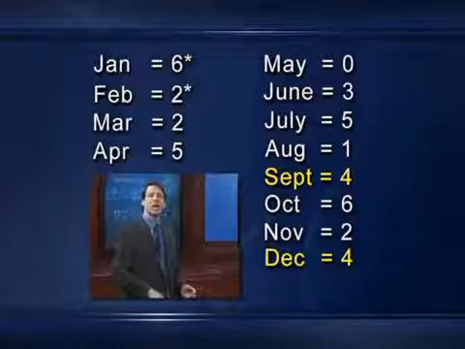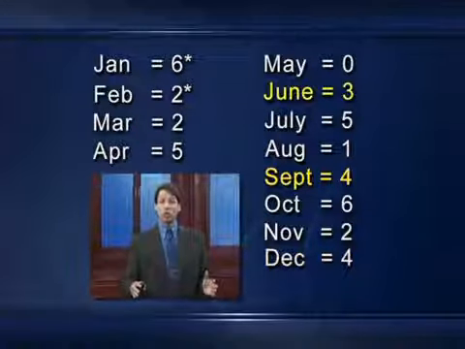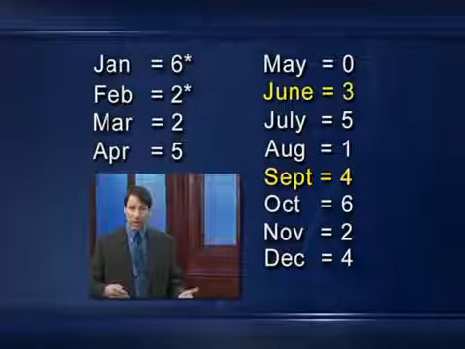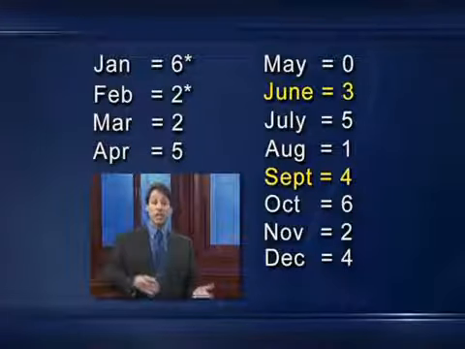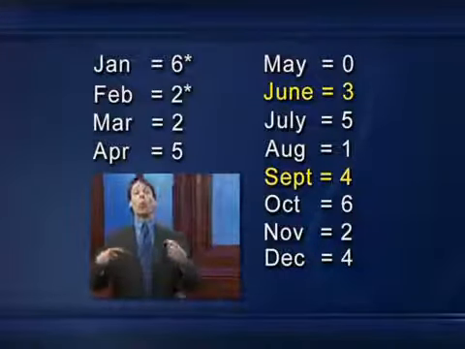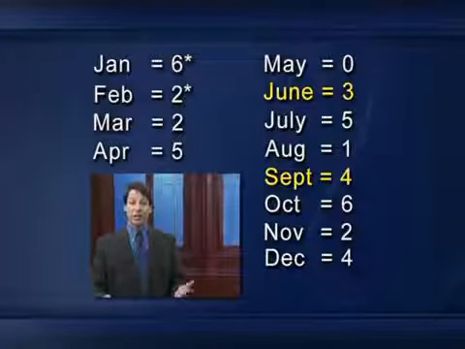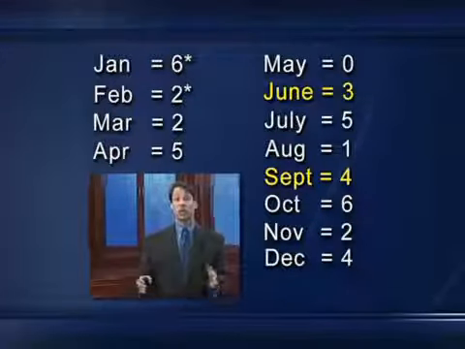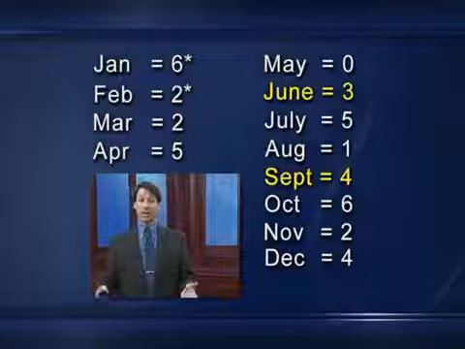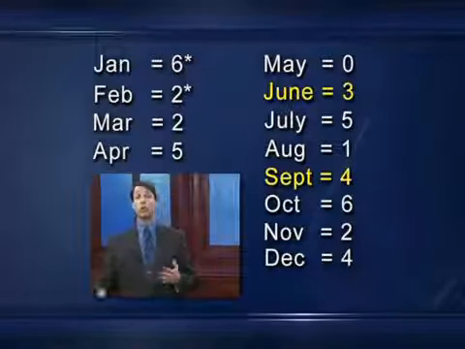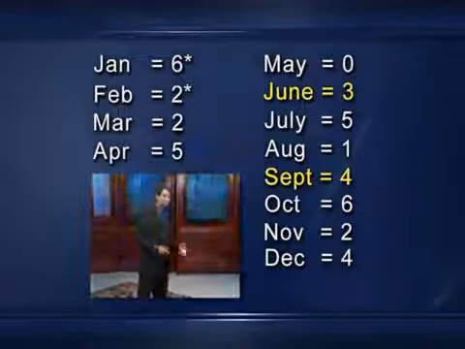On the other hand, the codes for September and June differ by 1. So in any given year, September will always start one day of the week later than June. So if this year June 1st is a Monday, then September 1st will be a Tuesday.